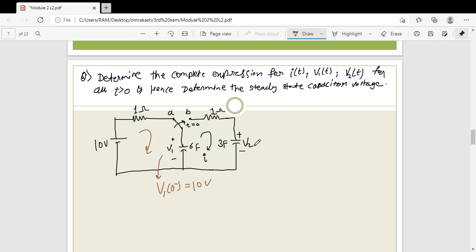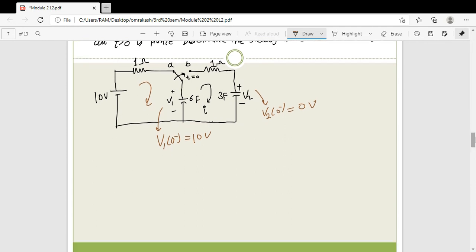Now, what is the value of this V2? V2 at 0 minus, before switching operation. V2 is nothing but, this is the open circuit before the switching operation. So V2 is equal to 0 volt, right? 0 volt. Now, after changing this switch position, what does the circuit look like? कैसा देखेंगे circuit? This is the open circuit, right? ये तो हट जाएगा आपके circuit से. So this capacitor रहेगा. Initial voltage आपको दिया हुआ है, right?